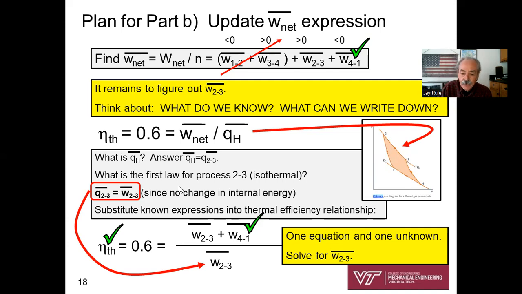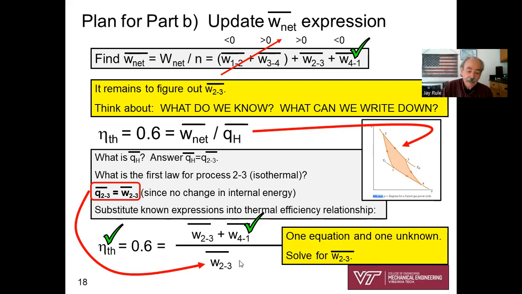Then I thought about the first law. When you're stuck, think about the first law. Write down the first law. I refreshed my memory in my handwritten solution. Q from 2 to 3 exactly equals the work from 2 to 3 because it was an ideal gas isothermal process. Delta U was 0. So I can substitute in the denominator for thermal efficiency the work from 2 to 3.